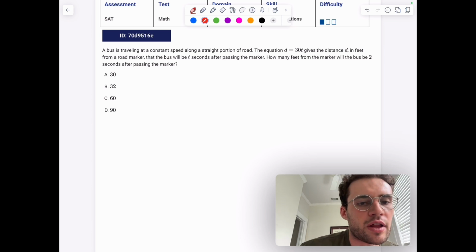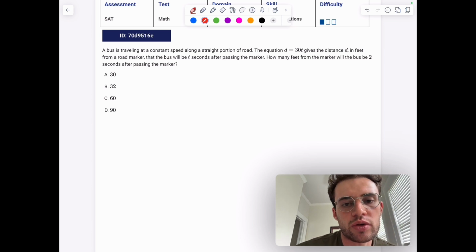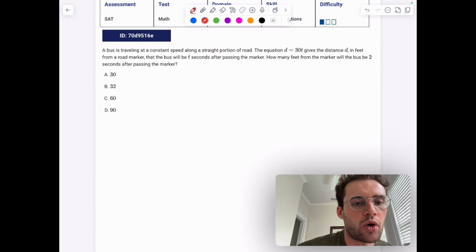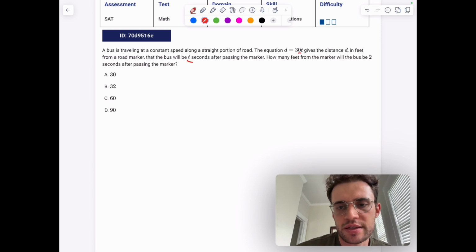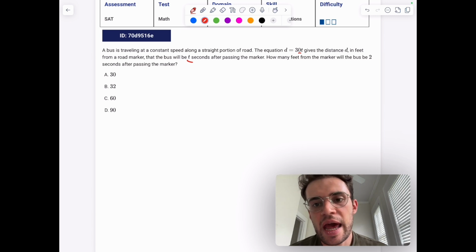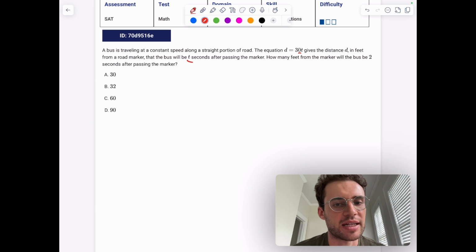A bus is traveling at a constant speed along a straight portion of a road. The equation d equals 30t gives the distance d in feet from a road marker that the bus will be t seconds after passing the marker. Right, so t is the number of seconds, and this is just a direct proportional relationship here because there's no y-intercept. How many feet from the marker will the bus be 2 seconds after passing the marker?